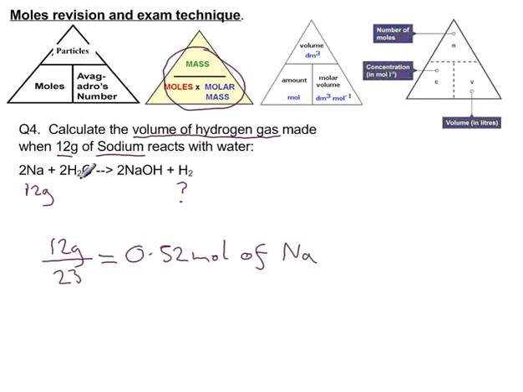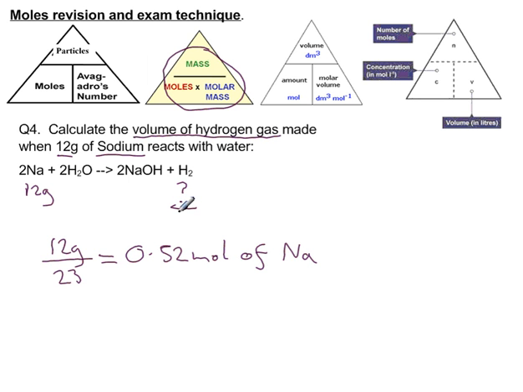So to work out the number of moles of sodium, we will do the mass in grams divided by the molar mass. So the mass in grams is 12. The molar mass for sodium is 23 from the periodic table, and that gives us 0.52 moles of sodium. Okay, now the question wants us to work out the volume of hydrogen gas made.